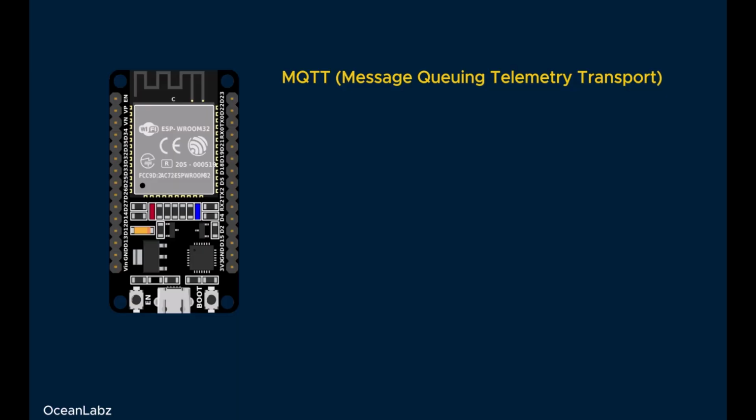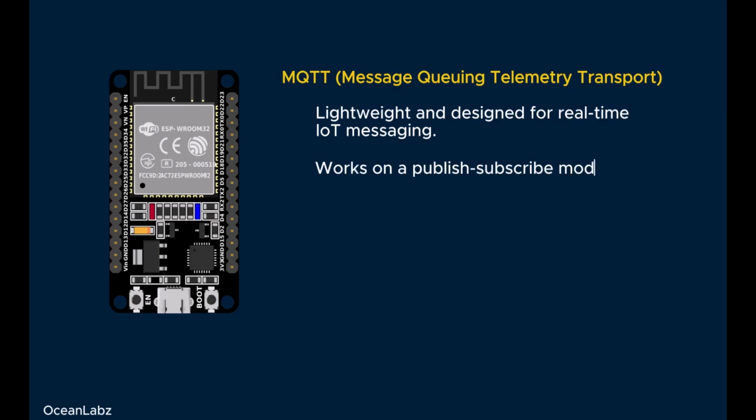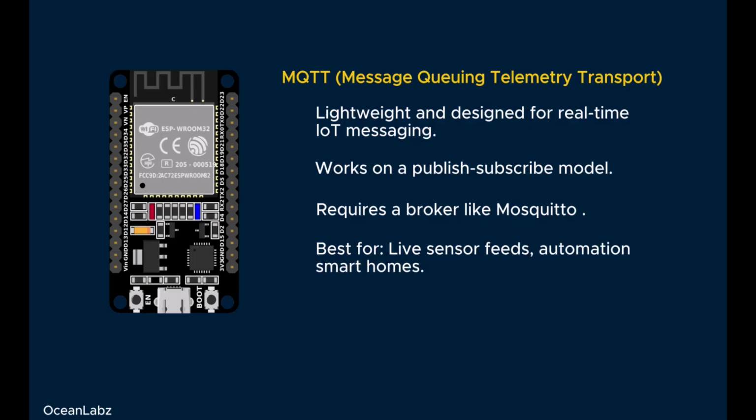Now, number two is MQTT, which stands for Message Queuing Telemetry Transport. It's a lightweight protocol that's designed specifically for real-time IoT messaging. It works on what's called a publish-subscribe model. Basically, devices publish data to topics and others subscribe to those topics to receive updates. But here's the catch. It does require a broker like Mosquitto to manage all the messages. It's perfect for live sensor feeds, automation setups, and smart home projects. We'll go deeper into MQTT in a separate video. So yeah, stay tuned for that.